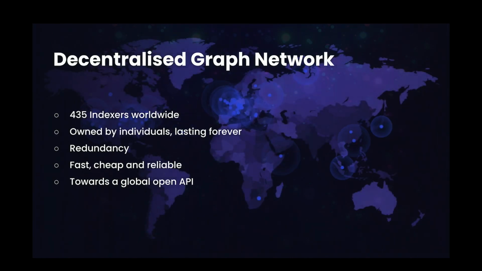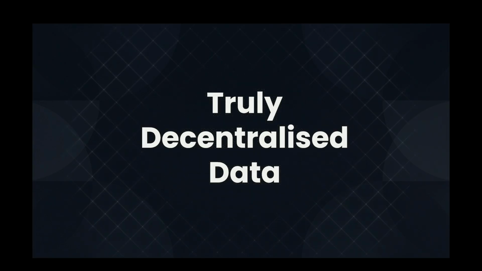On the decentralized Graph network today, we see more than 800 subgraphs already deployed and 435 indexers worldwide. These are individual entities. It's a permissionless protocol; everybody can become an indexer. That gives a huge redundancy, since subgraphs are indexed by multiple indexers, and if one goes down, another stays around. That also makes it cheap, because indexers compete for the best service. The whole mission is going toward this global open API that we can all work together and query together, and the data is here at our fingertips. So that gives us, in the end, truly decentralized data.